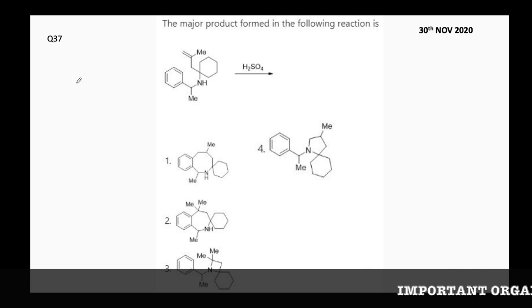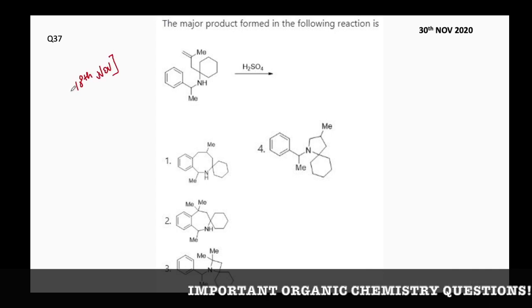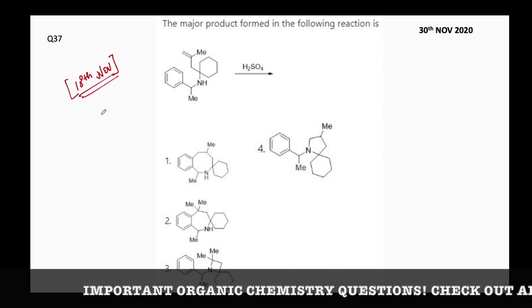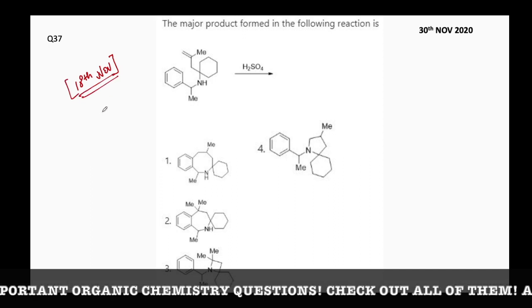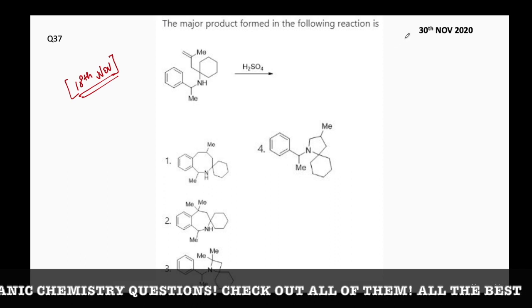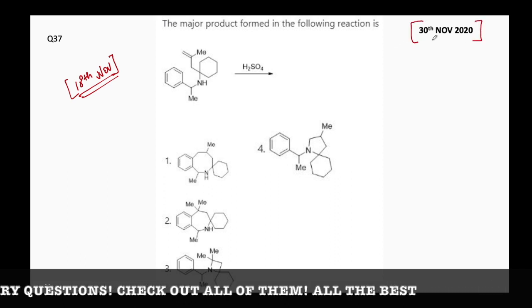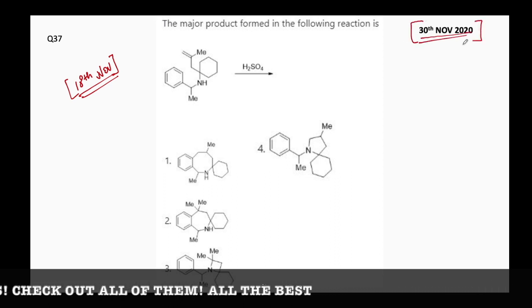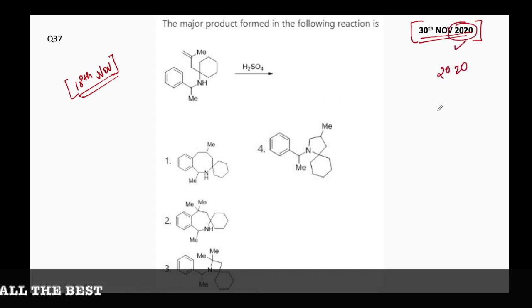So I know that your examination for CSIR NET is on 18th of November and you are solving all the good previous year questions. So that is why I want you all, for the last minute, to go through these questions which were asked in the 30th November 2020 paper. So there were two papers in 2020. One of them was conducted on 26th of November and the other one was on 30th of November, right?